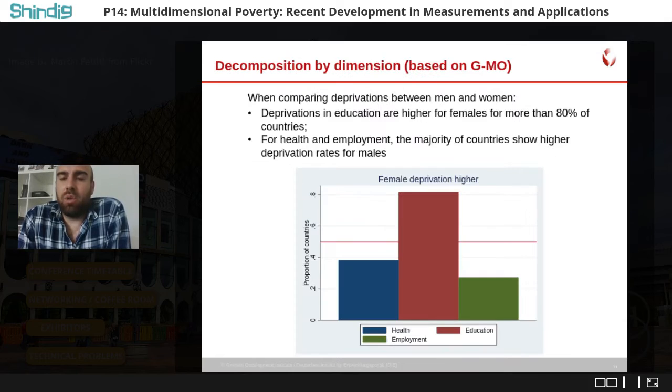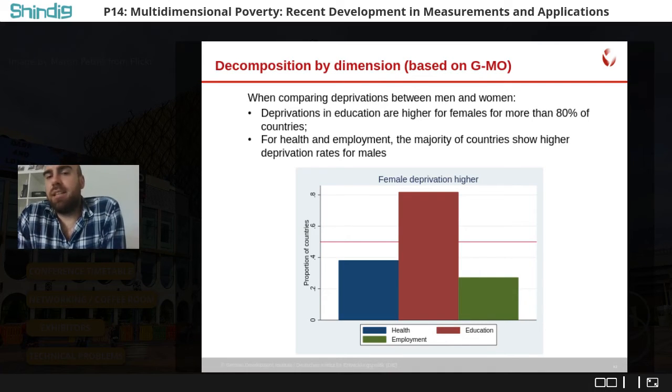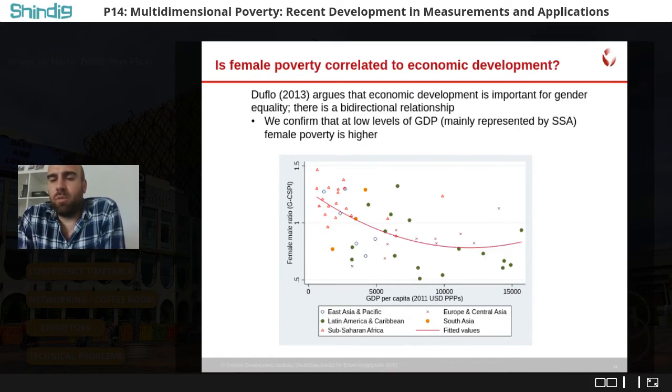In the next slide, we conclude the static analysis by looking at the deprivations among the 3 dimensions that we've seen before. We've seen that female deprivations are especially high in education, while, for example, if we look at employment and health, deprivations are not as different. So in those countries where female poverty is higher, this higher female poverty is mainly driven by deprivations in education. To summarize this finding, in the next slide, we start from the premise that Esther Duflo showed in one paper, that economic development is important for gender equality. We actually confirm that female poverty is higher than male poverty at very low levels of GDP, and then the relationship flattens out at higher levels of GDP.